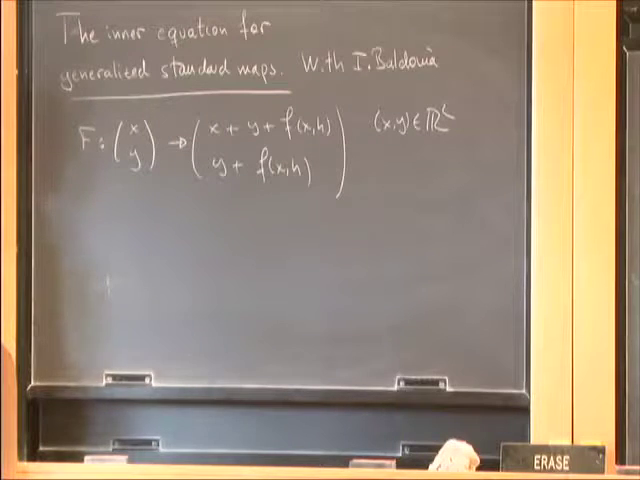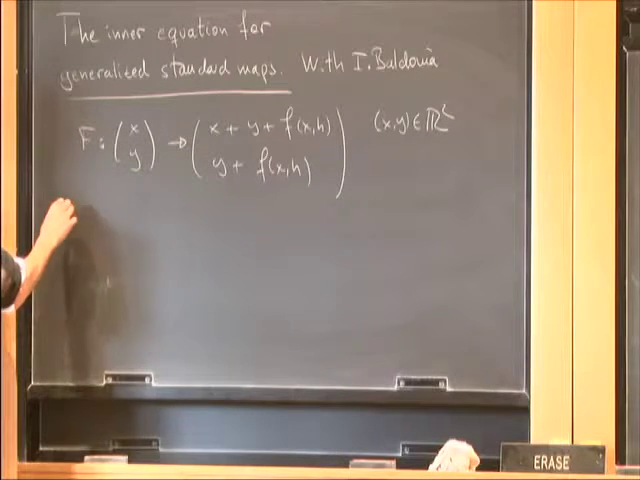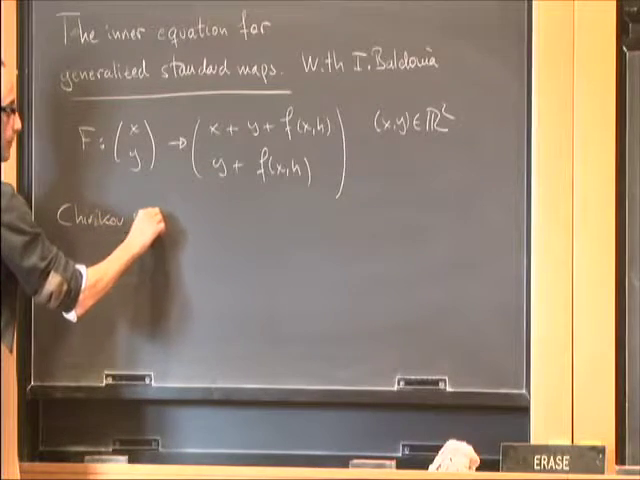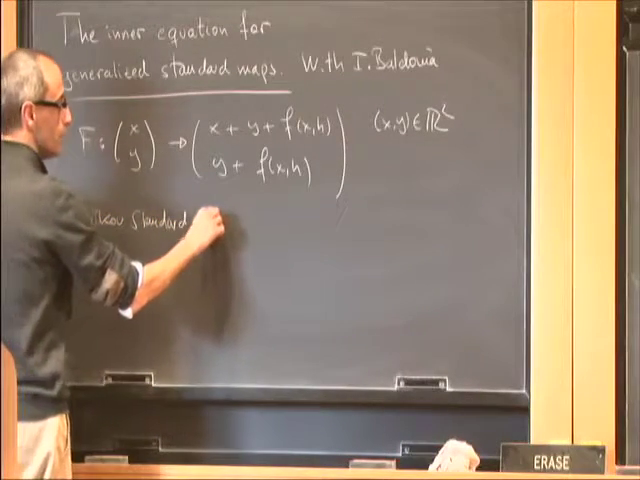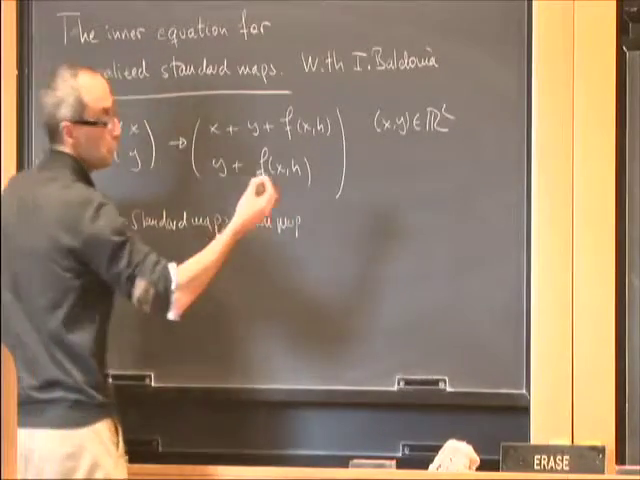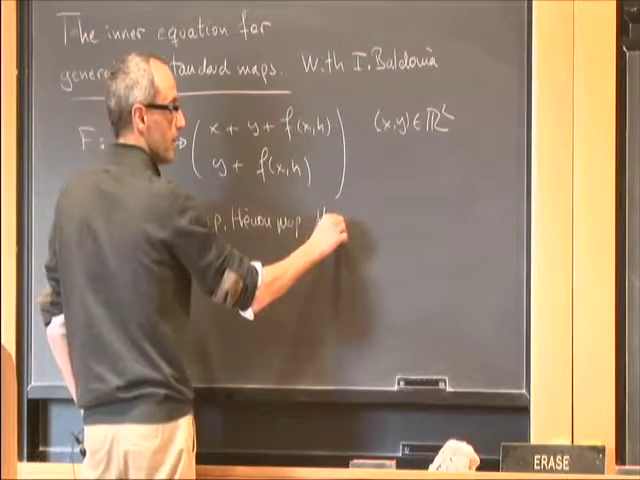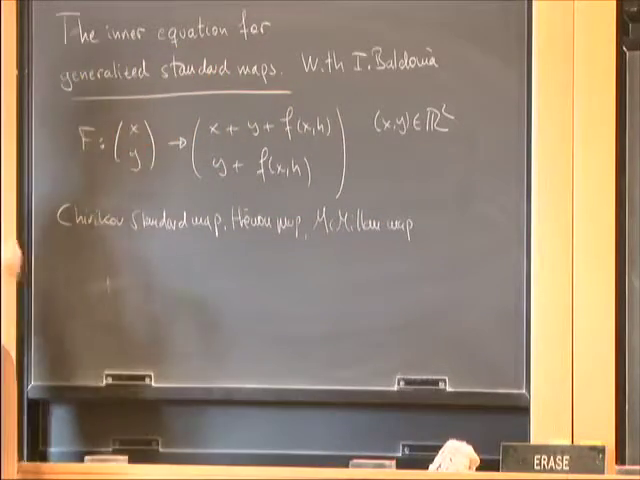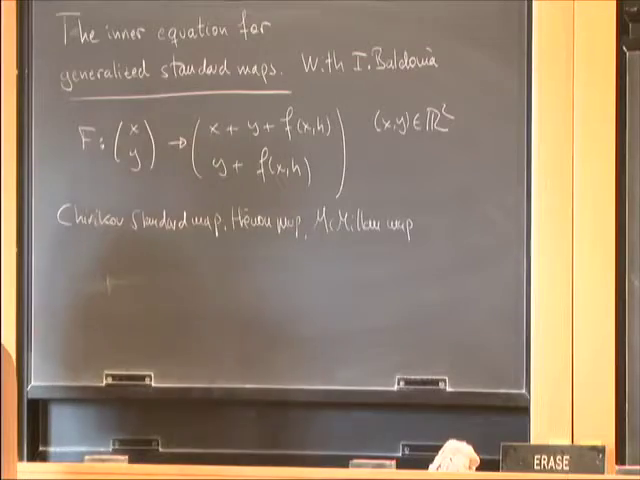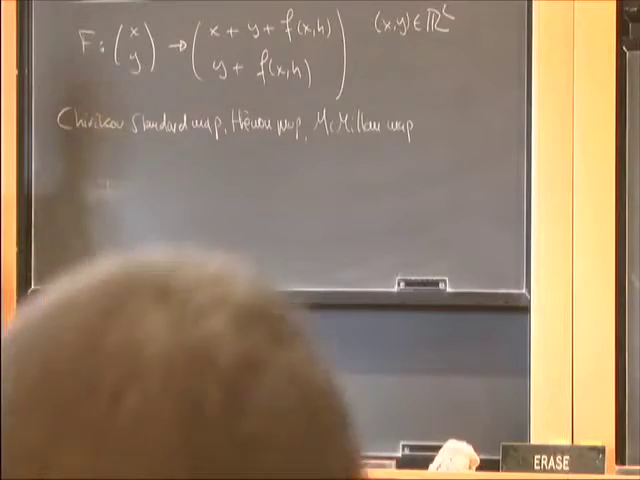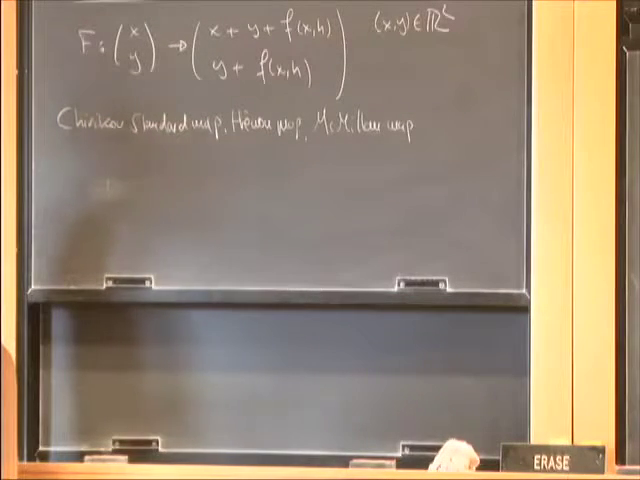Several known examples of these types of maps are, for instance, the Chirikov standard map, and this is well known. Also, the Hénon map. And the other maps of these types, the McMillan map. I will make more comments on them later. We are particularly interested in some problems related to these maps.